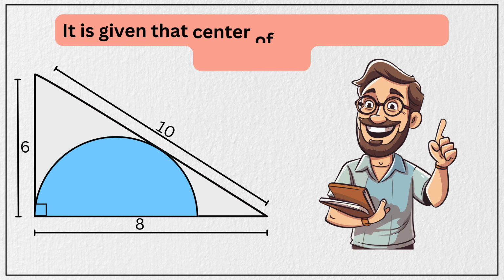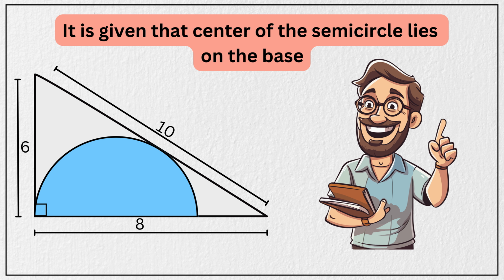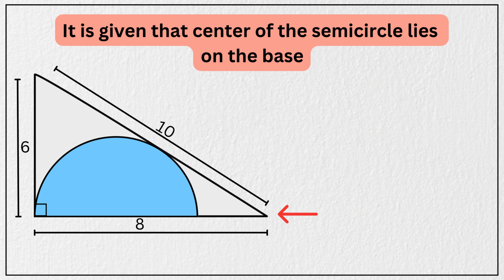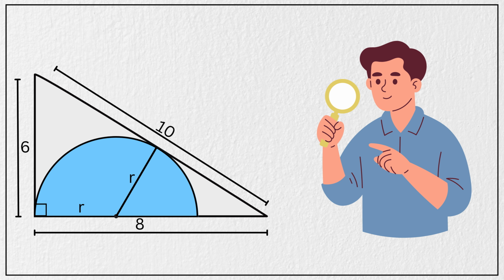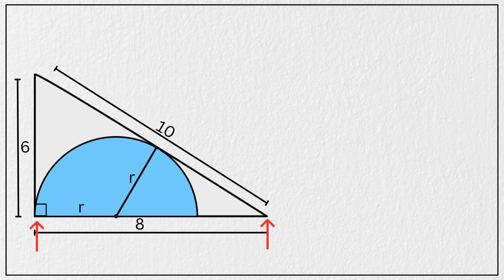We are also told that the center of the semicircle lies somewhere along the base of the triangle. So let's mark the center point right here, and draw a radius from the center upward to the hypotenuse, like this. So this is our r units, and this is also our r units. Now take a closer look. If the total length of the base is 8 units, and this part of the base is r, then this remaining length from the right corner of the triangle to the center of the semicircle must be 8 minus r units, correct?